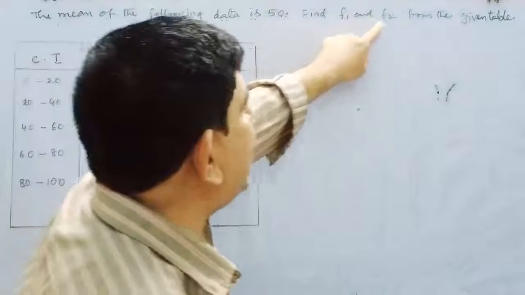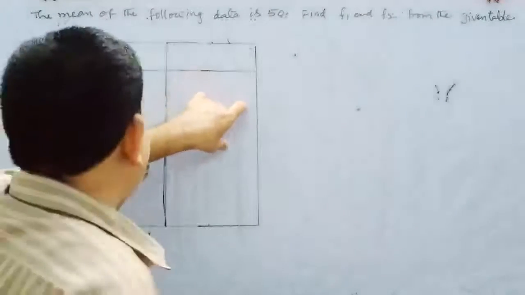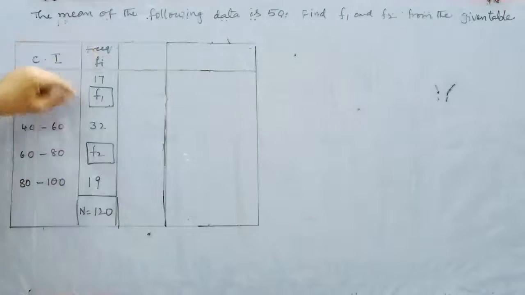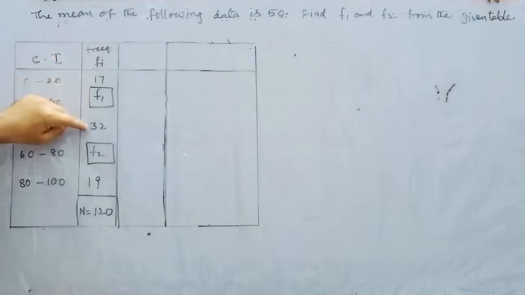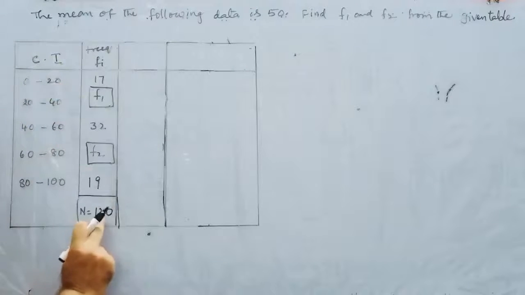Find f1 and f2 from the given table. This type of problem is most important. Here the class intervals are 0 to 20, 20 to 40, 40 to 60, 60 to 80, 80 to 100. The frequencies are 17, f1, 32, f2, 19, and the sum of these frequencies is 120.